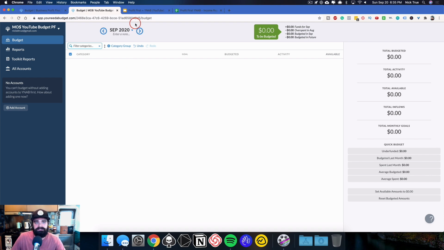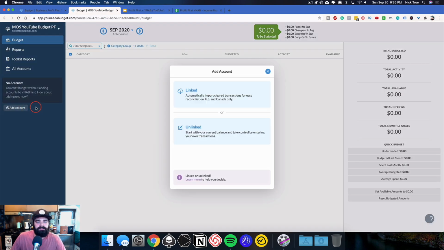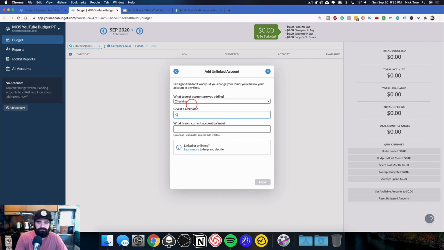Now, the second step is going to be to add in your different accounts. Now, like I said, I don't use a bajillion different accounts like the Profit First system calls for. Instead, I try to keep it really simple. So I have one main checking account for the business, one main business savings account, and one business credit card that I put all expenses on. This keeps it really simple and easy to manage. So in YNAB, you're going to click Add New Account, linked or unlinked, and you would add in each of these accounts. Let me go ahead and do that now.